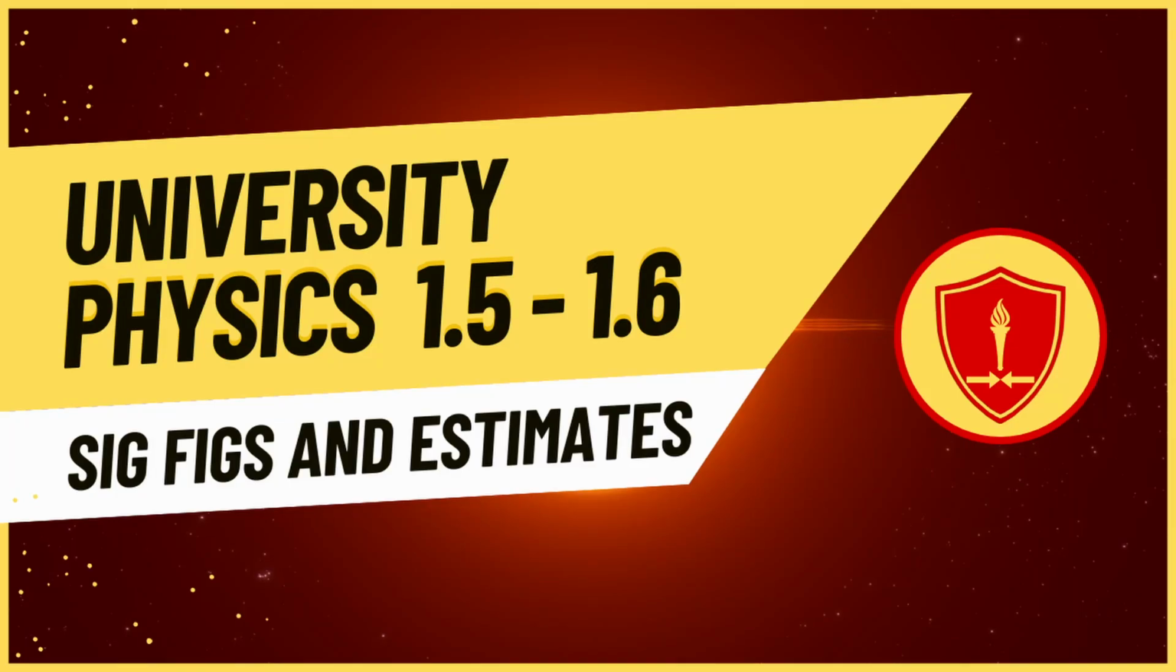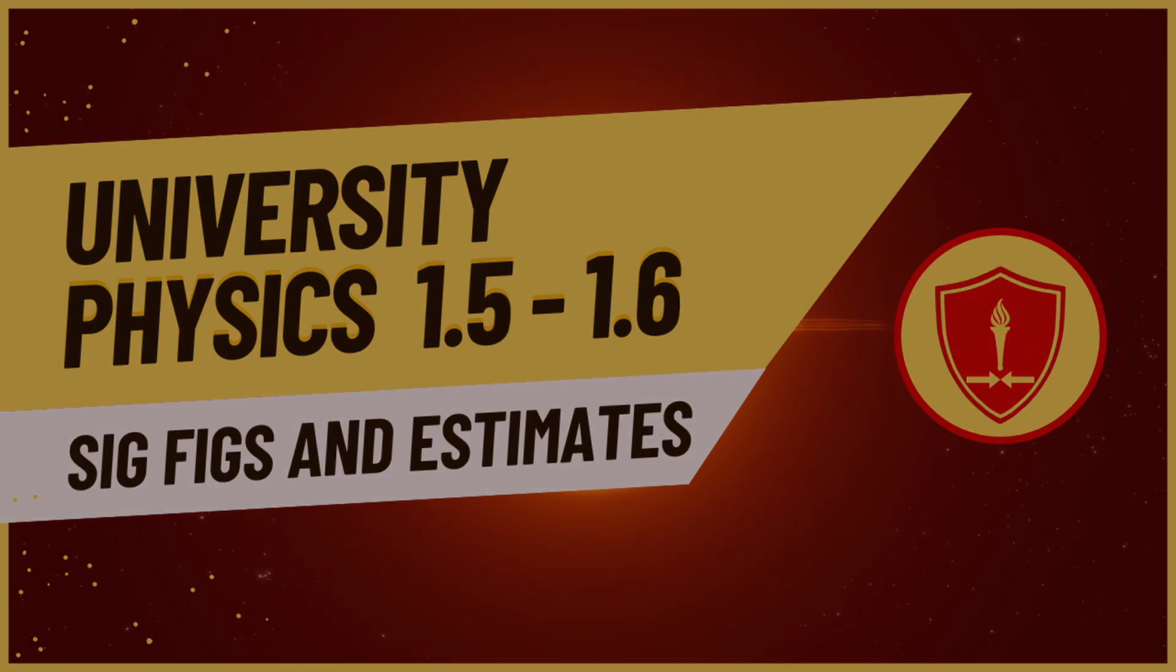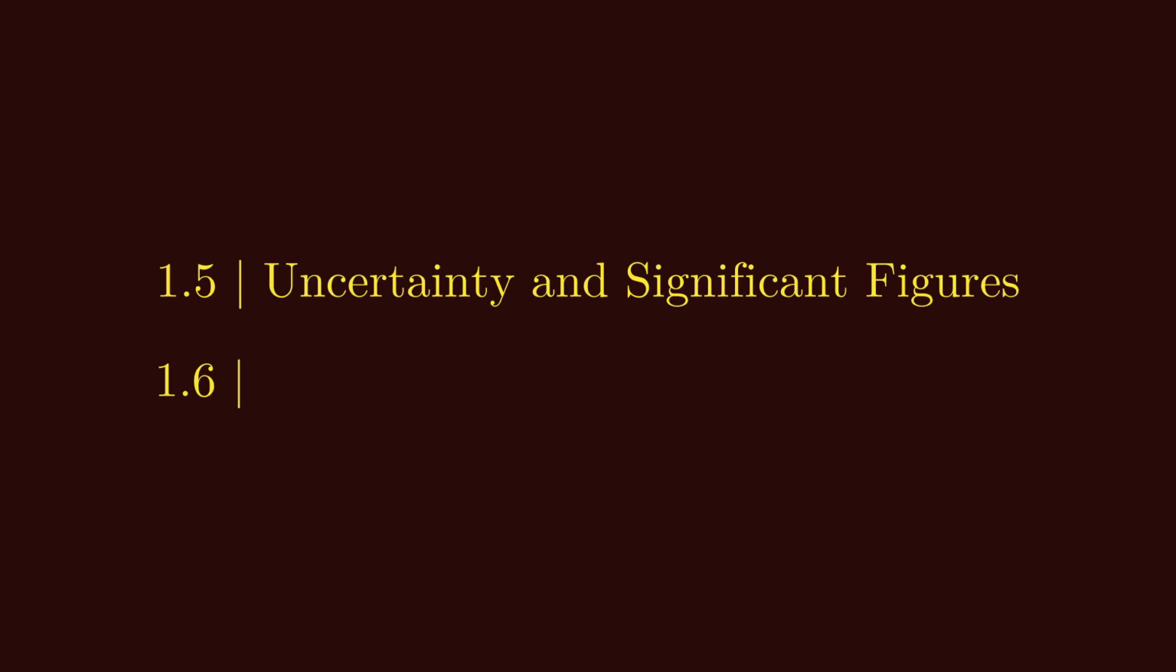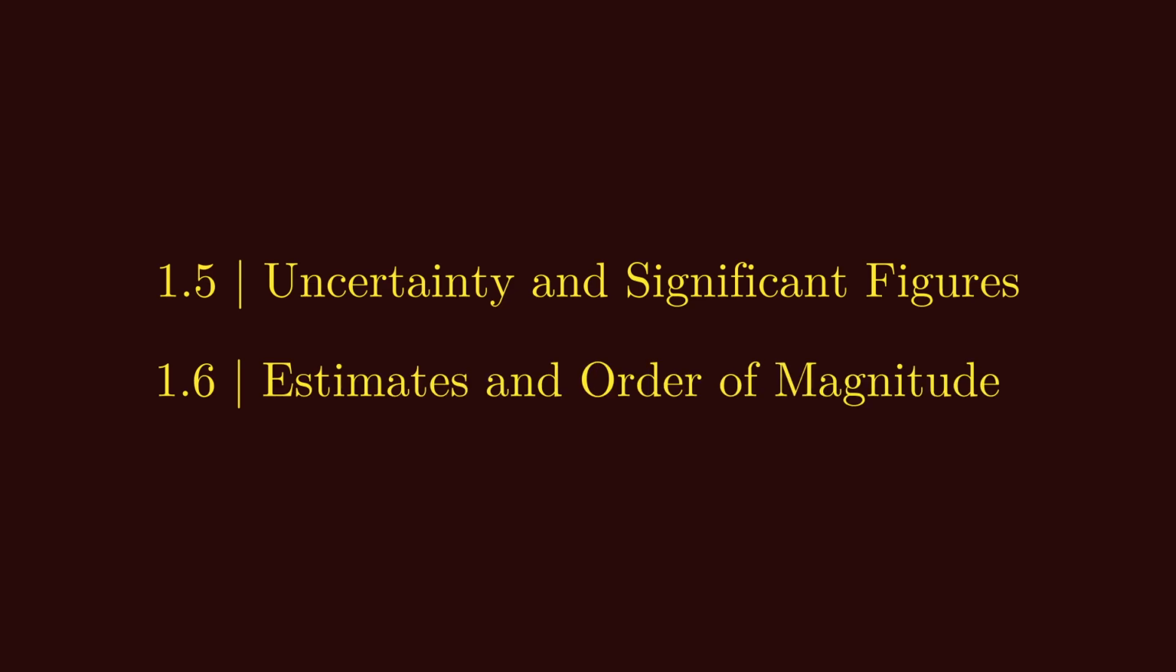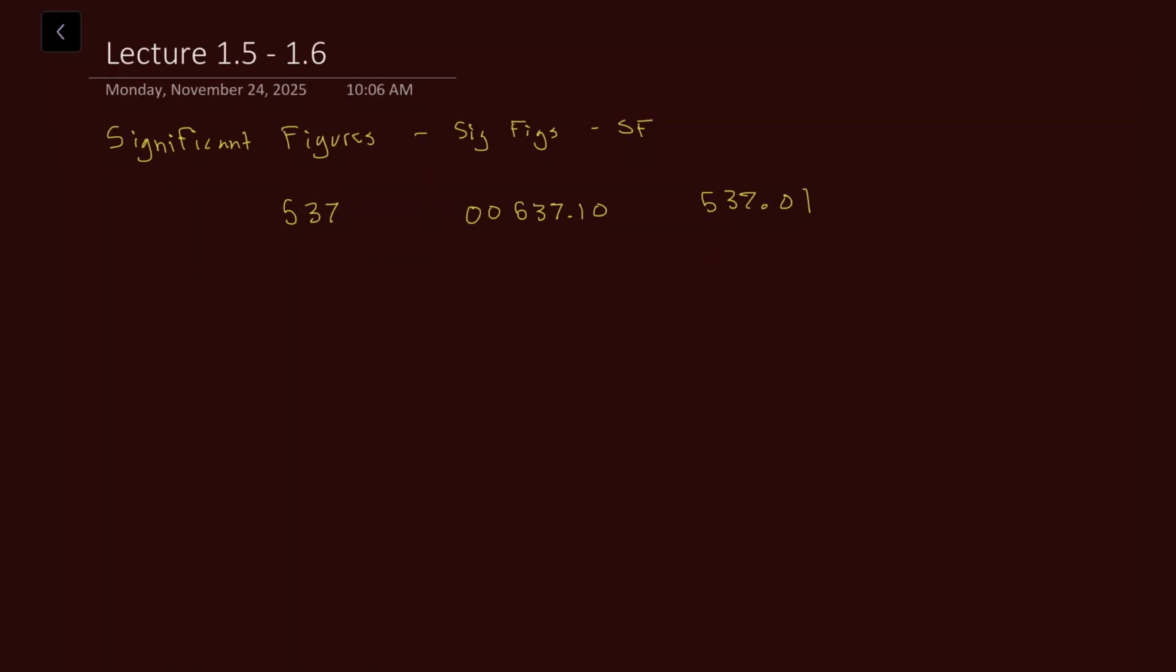Okay, so we're back, and today we're going to be discussing sections 1.5 and 1.6 in the University Physics textbook by Freedman and Young. These sections talk about significant figures, uncertainty in measurements, and estimates and orders of magnitude. So let's start off by discussing significant figures.